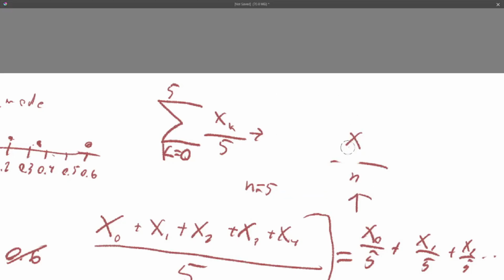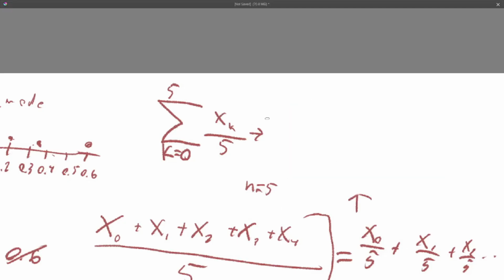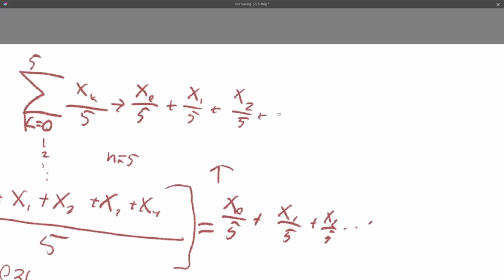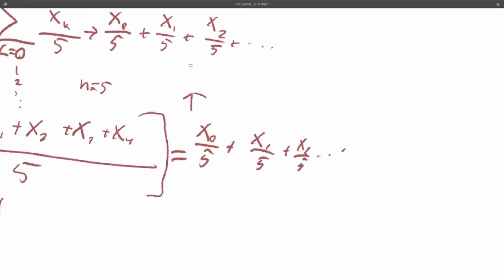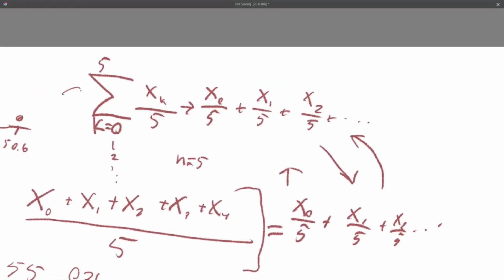Let me go erase this thing over here. It's kind of ugly. Equals, so it starts at 0, so x to 0 over 5. And then we increment, so k is now 1. This is plus x to the 1 over 5. Increment again, 2, x to 2 over 5. Increment, and so on and so forth, until we realize these are the same. Whoa, that's so cool. The summation is legendary.